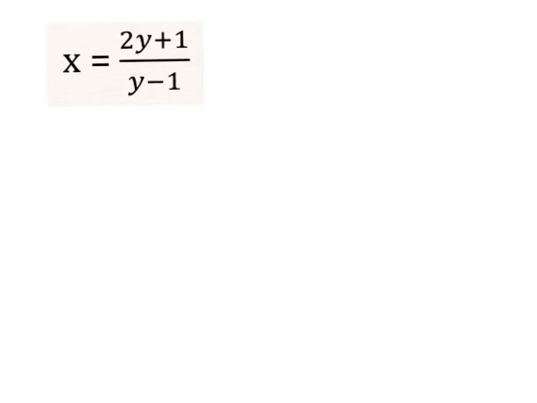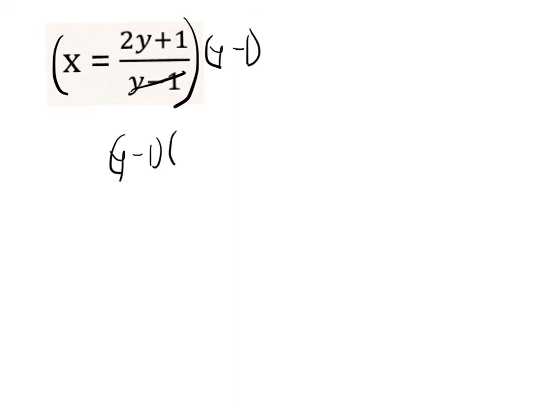Okay, so here is the function as we saw it, moving on to step 4. First thing I'm going to do is multiply both sides by y minus 1 so that I get rid of it here and everything moves into the numerator. So I have y minus 1 times x equals 2y plus 1. And then I want to distribute through.